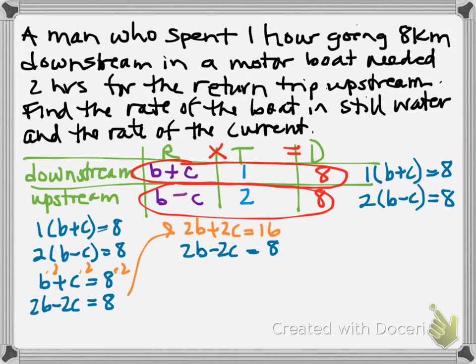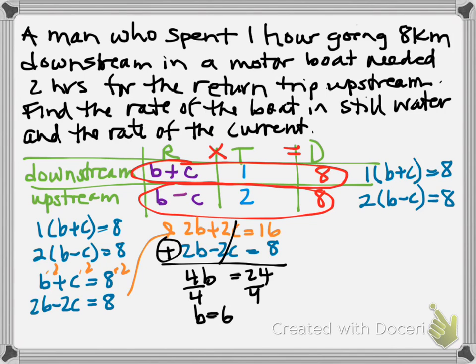So again, I chose B to represent the boat's rate, and I chose C to represent the current's rate. And those would be pure times when nothing else was influencing them. So I've got my system, and now I'm ready to add and eliminate. So I get 4B, my C's eliminate, equals 24, and I divide both sides by 4. And I get B equals 6. So the boat's rate is 6. Now what's the label for rate?